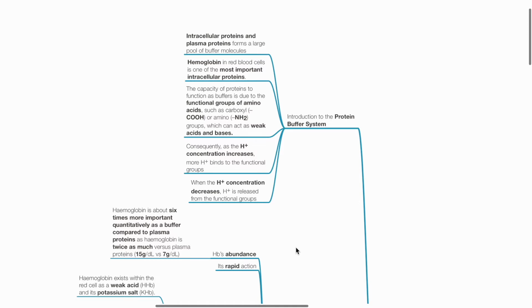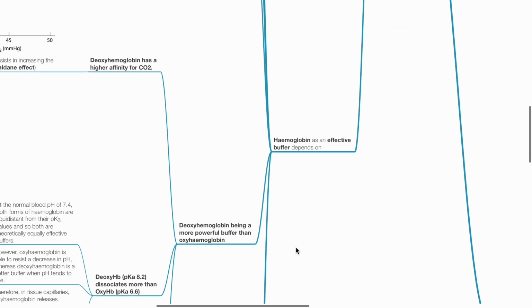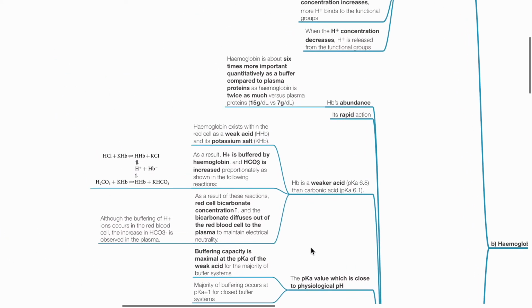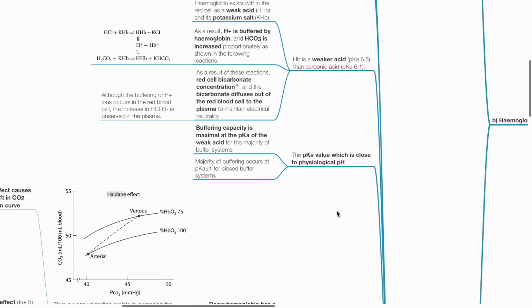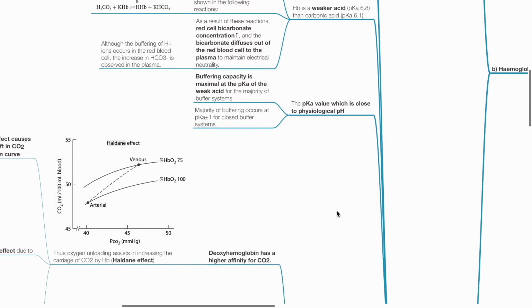Consequently, as the hydrogen concentration increases, more hydrogen ions bind to the functional group. When H+ concentration decreases, hydrogen ions are released from functional groups. Hemoglobin as an effective buffer depends on hemoglobin's abundance, its rapid action, and hemoglobin being a weaker acid than carbonic acid. The pKa value is close to physiological pH.